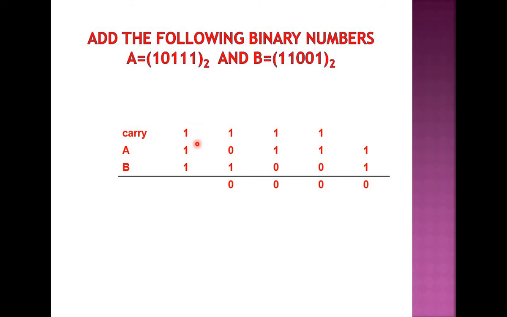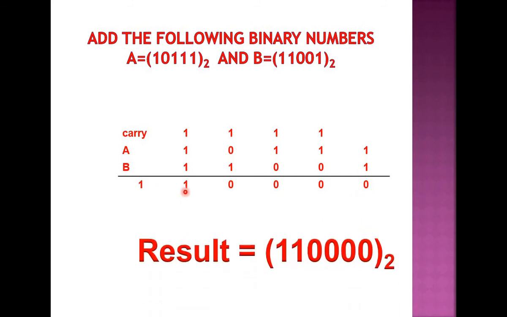So now we get 3 ones, 1 1 1. Now when we perform 1 plus 1, it becomes 10, and 10 plus 1 becomes sum 1 and carry 1. So this carry is used as the MSB of the result. So we get the result as 110000 to the base 2.